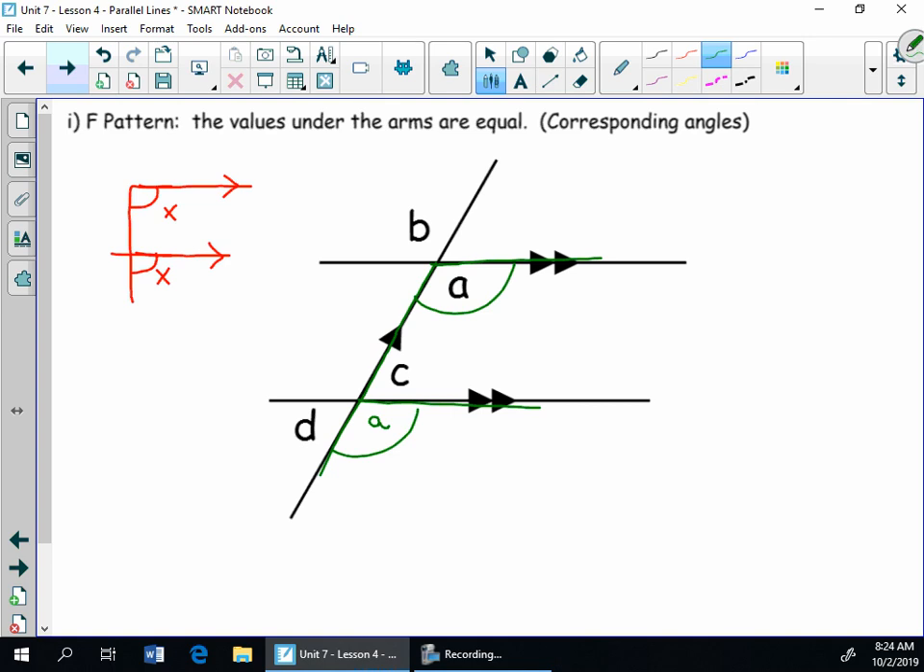But not all F's are obvious. Sometimes an F could be backwards. Here's a letter F. Here's the arm and the angle underneath it. Here's the other one. Well, that makes this a D.